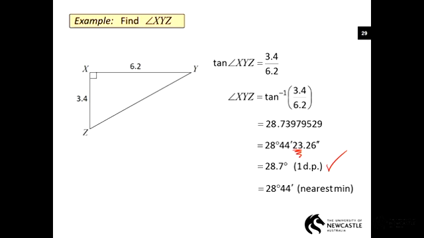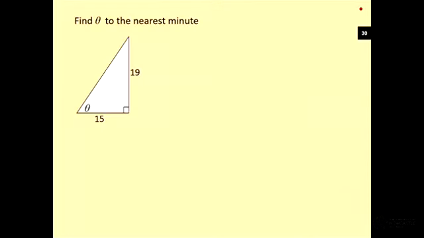All right, I assume a lecture example. Find theta to the nearest minute. Clearly, compared to theta, I've got the opposite and the adjacent. I have no hypotenuse, so it's tan again. Tan of my angle theta equals the opposite side over the adjacent side. Same starting point as all the others. Theta, well, you can work it out by yourself, if I do a tan inverse of the other side.